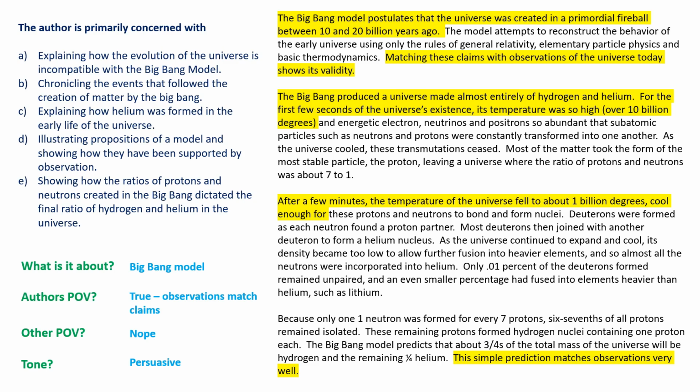D, illustrating propositions of a model and showing how they have been supported by observation. Oh, that's interesting. Are we talking about a model? Yeah, we wrote down Big Bang model. And are we talking about things supported by observations? Yeah, observations match claims. D is pretty close to what we wrote down. That's a maybe. What about E? Showing how the ratios of protons and neutrons, no. We never wrote down protons and neutrons. The one that is closest to what we wrote down is answer choice D. Good job. Let's try another question.